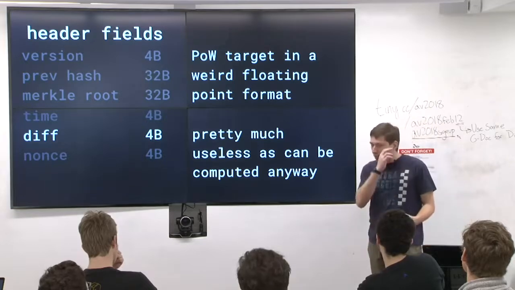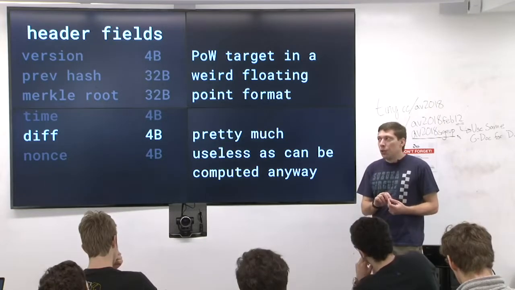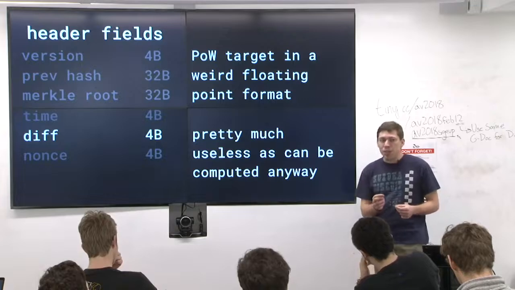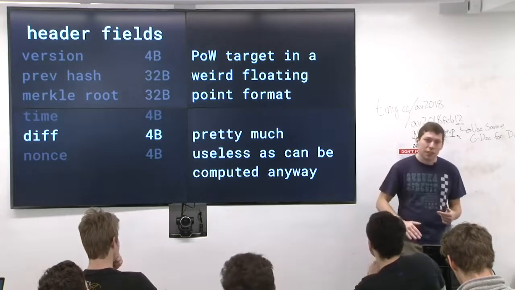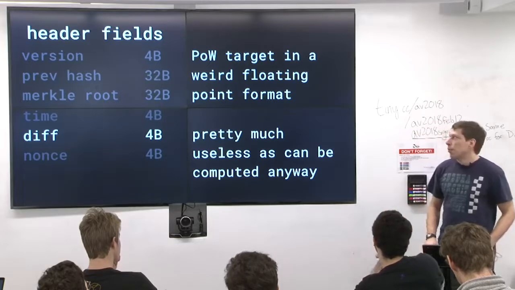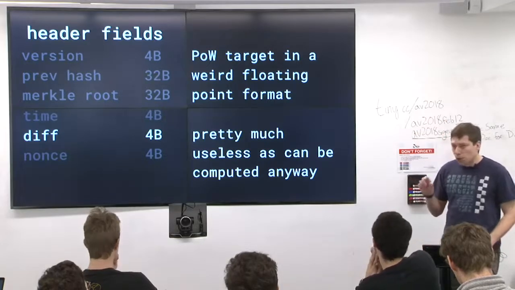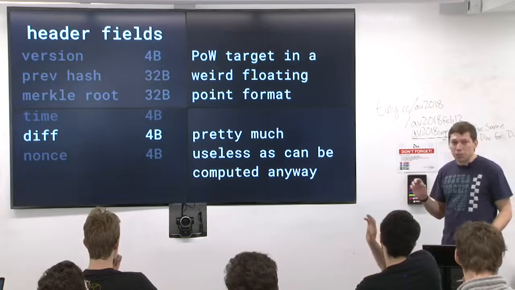If it were just number of bits, the problem then is your adjustments are fairly coarse because you can only adjust by a factor of 2, right? You can double your difficulty or halve it. But with this, you can have much smaller difficulty adjustments of like a fraction of a percent.